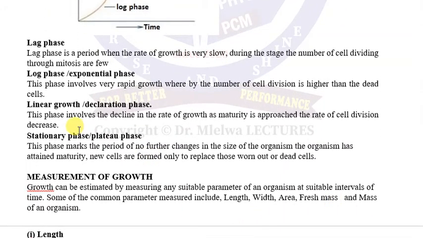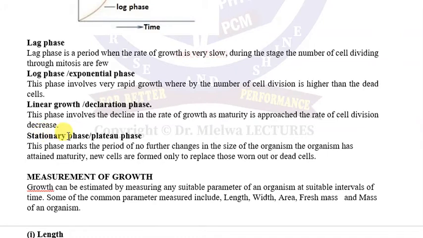Then we have the linear growth or declaration phase. This phase involves a decline in the rate of growth as maturity is approached. The rate of cell division decreases. Unaweza kukuta mtu labda na miaka 40 na miaka 50 ndio inatokea hiyo growth.